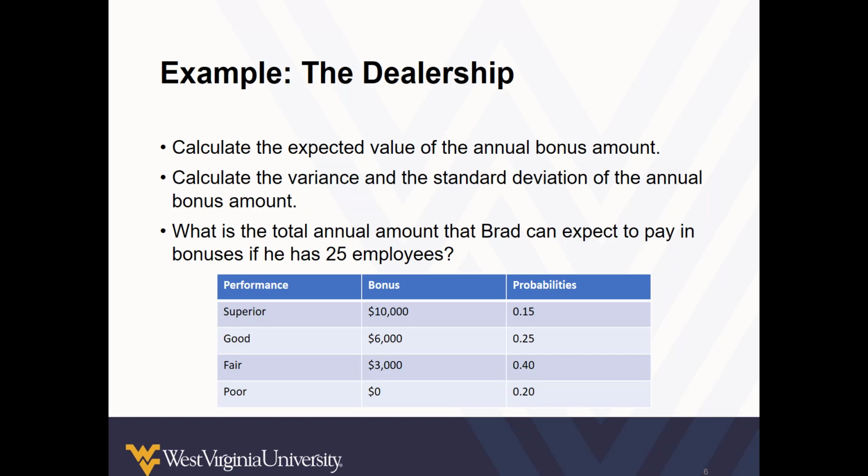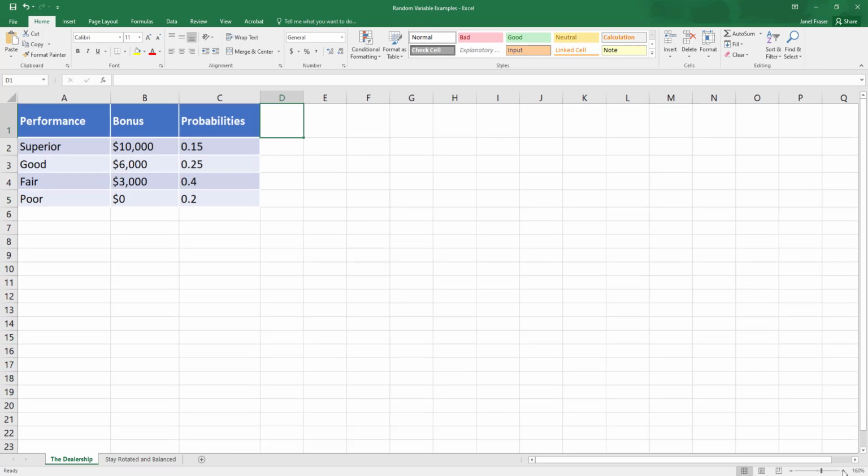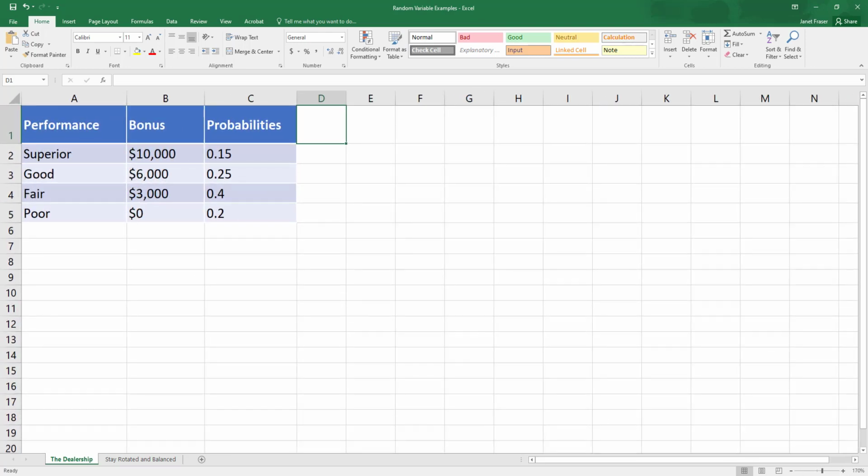So we want to calculate the expected value of the annual bonus amount. We want to calculate the variance and the standard deviation of the annual bonus amount. And we want to figure out what the total annual amount that Brad can expect to pay in bonuses if he has 25 employees. So here's that table, neatly put together in Excel.